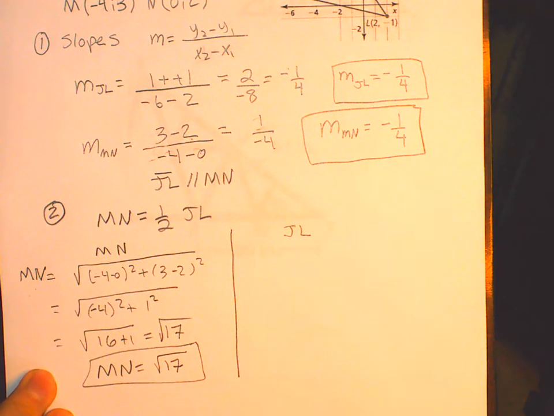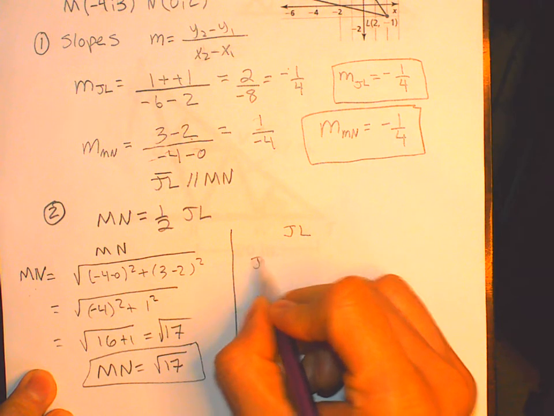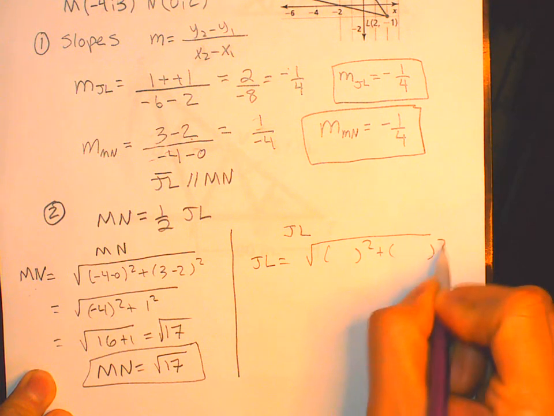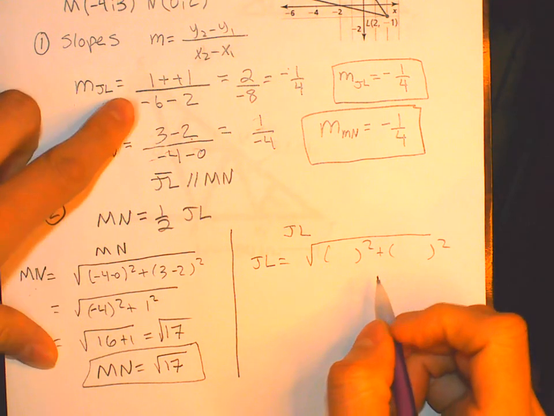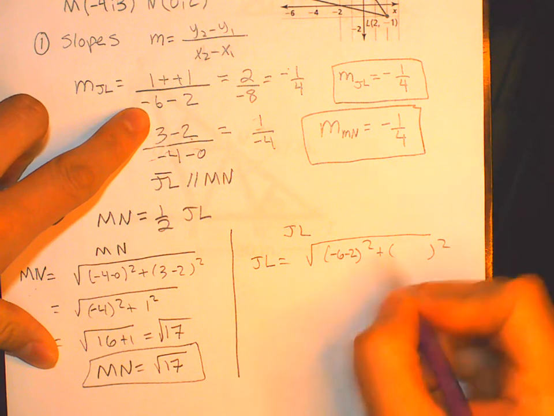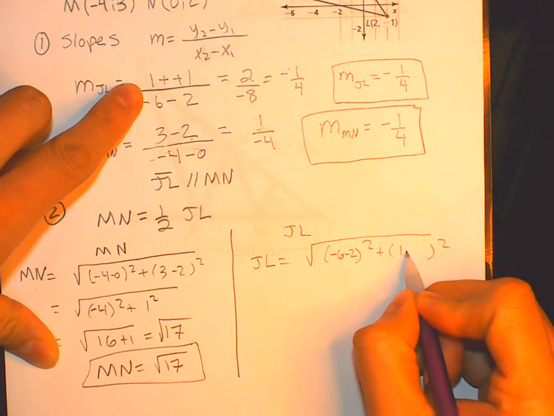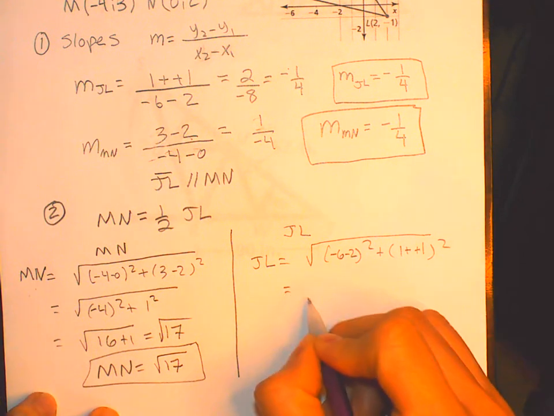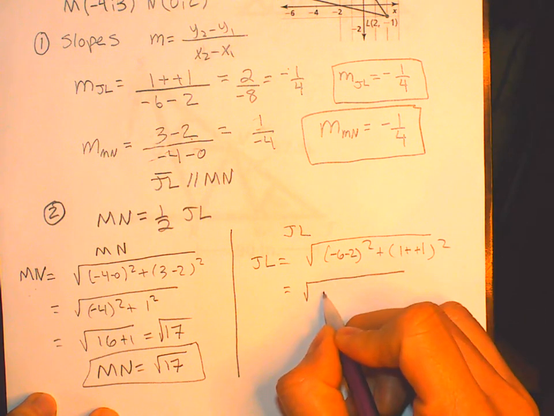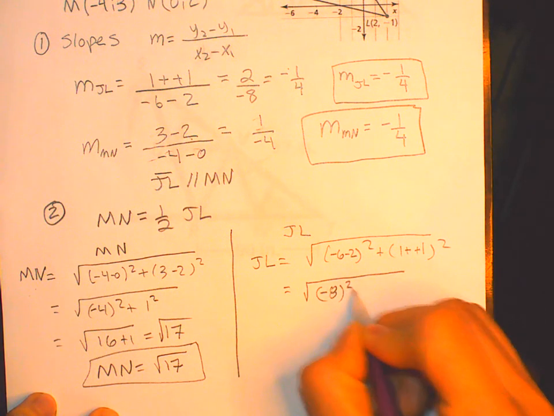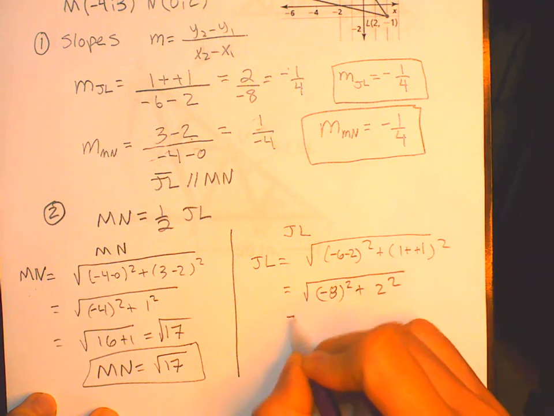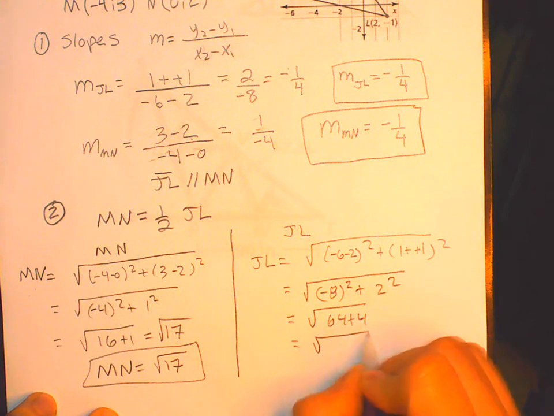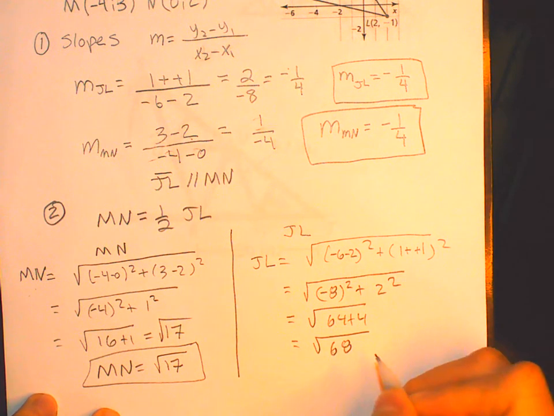So now for JL, you're going to do exactly the same thing. For JL, that's the square root of differences of the x's, differences of the y's. Differences of the x's is negative 6 minus 2, and 1 minus negative 1 turns into a plus. So that gives me negative 8 squared plus 2 squared, which is 64 plus 4, which in turn gives me the square root of 68.